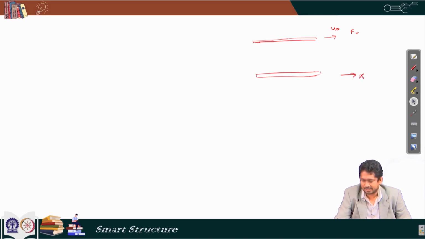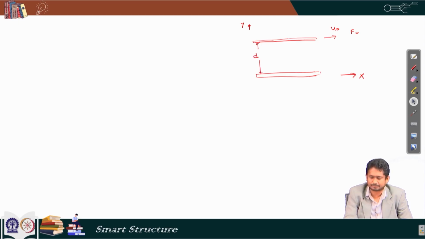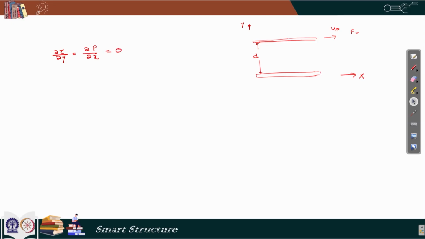So, here we have x, here we have y, and the depth of this region we can call d. Now, to analyze the flow, again we start with the governing differential equation, which we can write as del tau by del y is equal to del p by del x. In this case I have no pressure difference, so it is 0. So, del tau by del y is equal to 0, that is my governing differential equation.